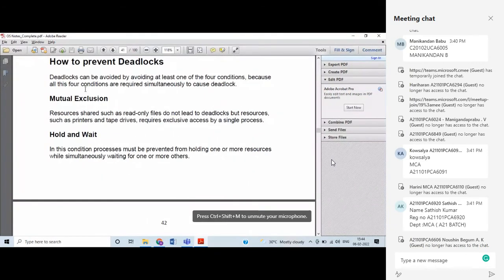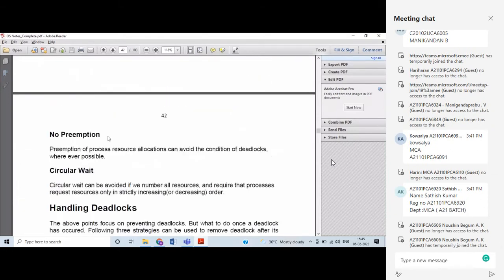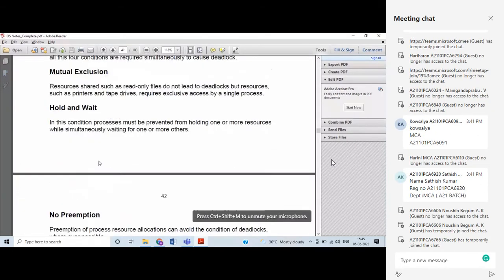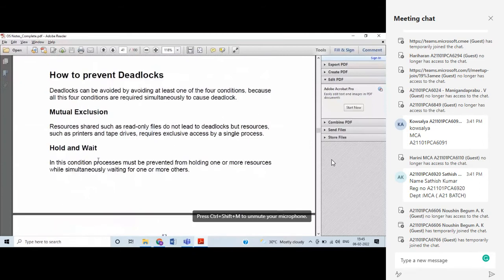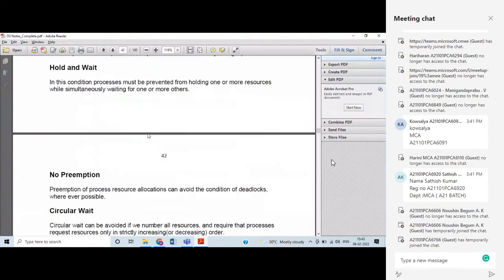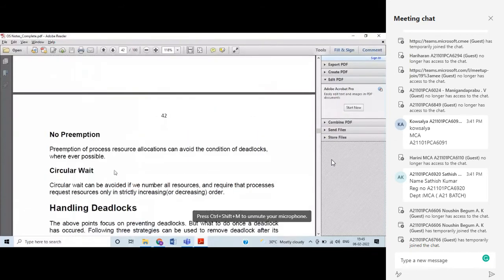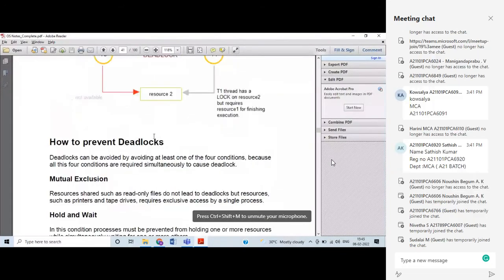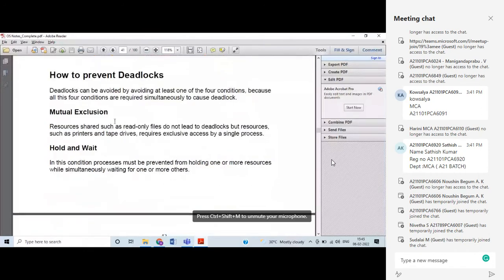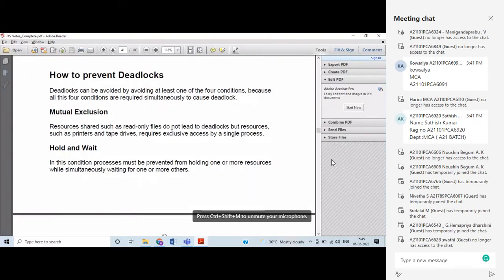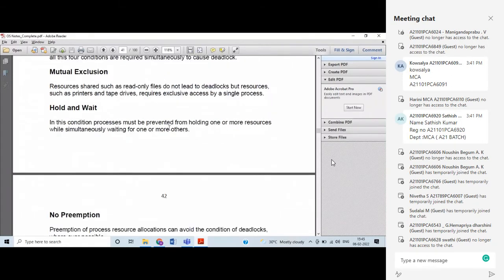So how to prevent deadlocks? Deadlocks can be avoided by avoiding at least one of the 4 conditions. Whenever these 4 conditions occur simultaneously, only then will deadlock happen. If we avoid any one condition, we can avoid deadlocks. The first one is mutual exclusion. Shared resources such as read-only files do not lead to deadlocks, but resources such as printers and tape drives require exclusive access by a single process.